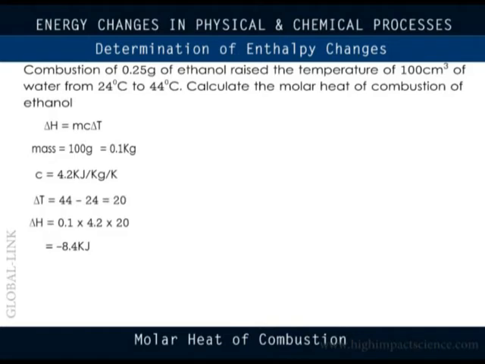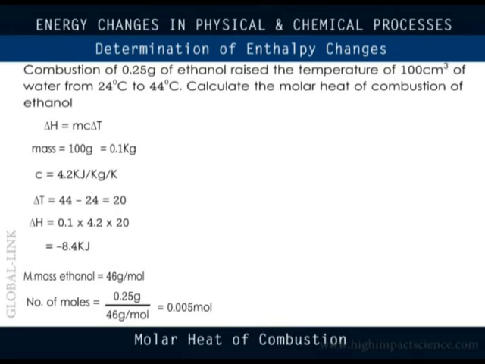And this is the same energy that was released by 0.25 grams of ethanol that burned. What if it was 1 mole? We find the molar heat. First, we calculate the number of moles in 0.25 grams of ethanol. Formula mass of ethanol is 46 grams per mole. Number of moles is 0.25 over 46, which gives us 0.005 moles. And so 0.005 moles evolved 8.4 kilojoules of energy.